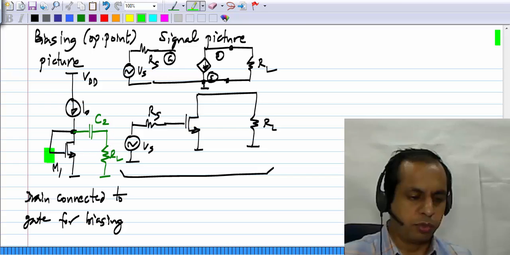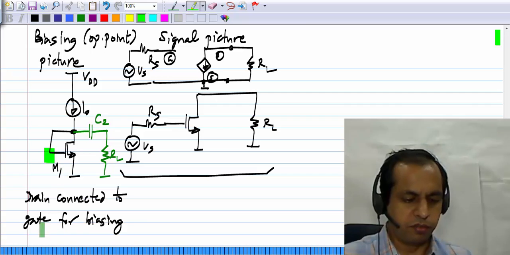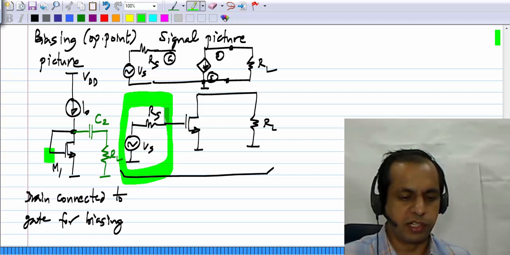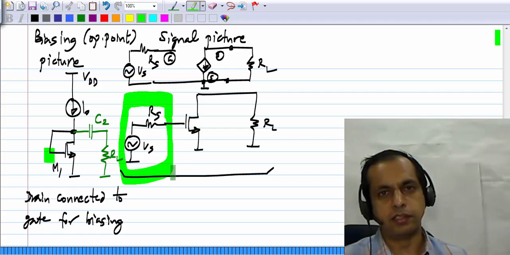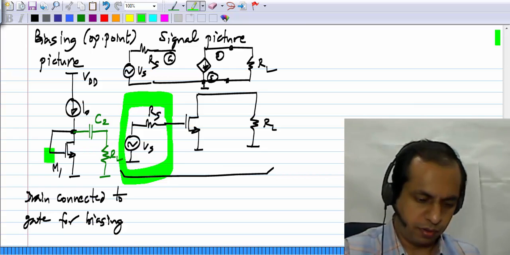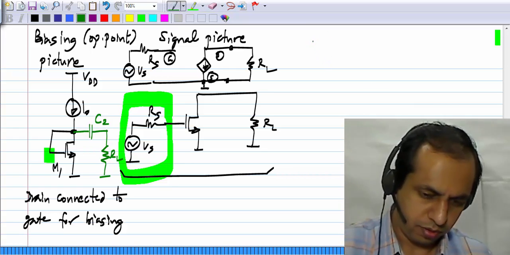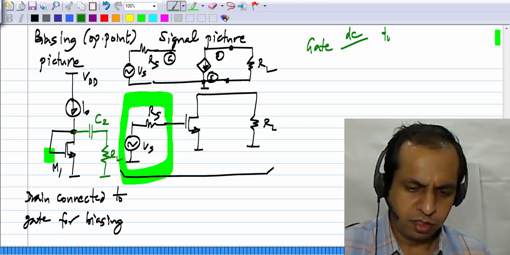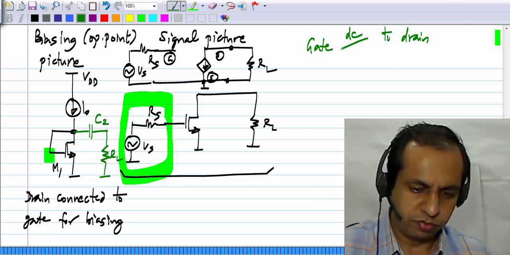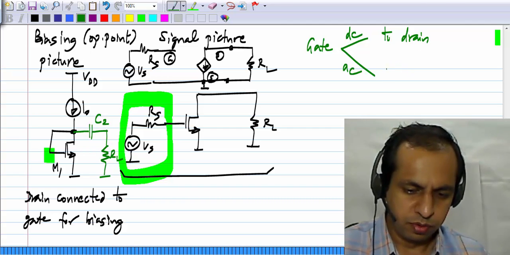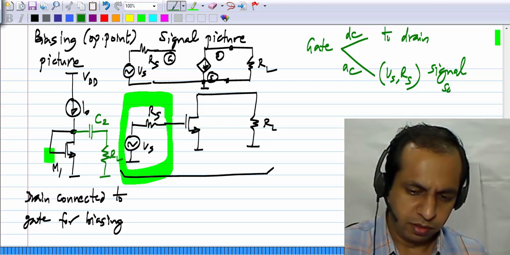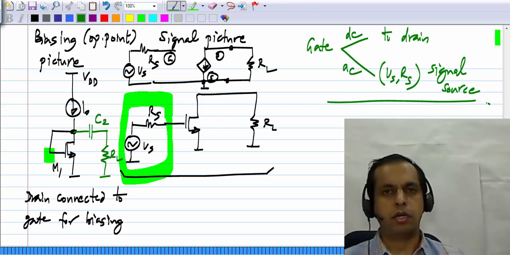Now what should I do about the gate? The gate voltage must get connected to the drain for DC biasing, but it should get connected to this source combination of Vs and Rs for signal, for AC. For DC it should go to the drain, and for AC it must go to Vs Rs, basically the signal source. How do we arrange this?